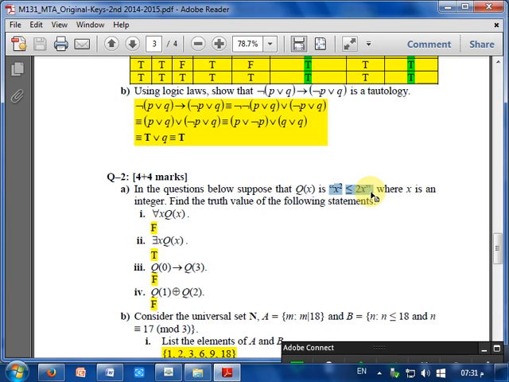Try 1. 1 is less than 2. Try 2. 4 is equal to 4. Try 3, it is not true. 3 square is 9, less than or equal to 2 into 3, which is 6. 9 is less than or equal to 6 is false. So for all x it is false. Yeah, there exists x, Q of x. It is true.